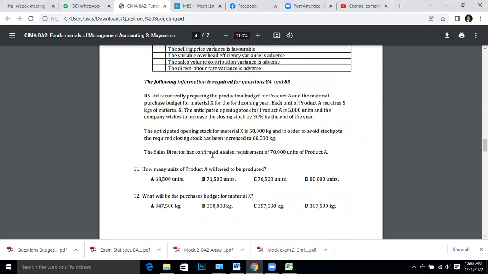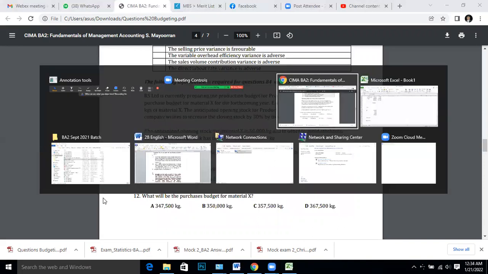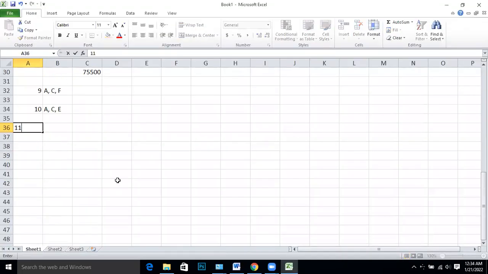Seventh one. Sales 70,000 units. Opening stock 5,000. Closing stock they want to increase by 30%. Closing stock will be 5,000 plus 30% of 5,000, so that is 6,500. Opening stock 5,000. So production will be 71,500. That is the 11th one.